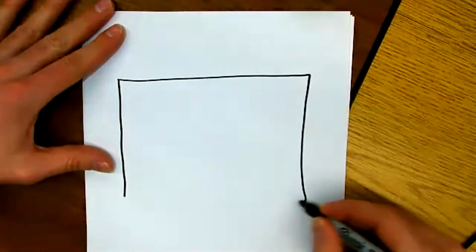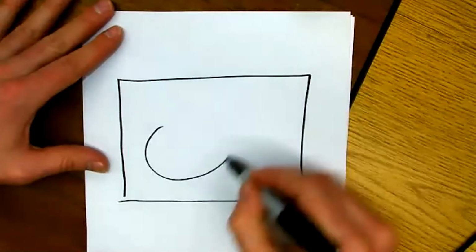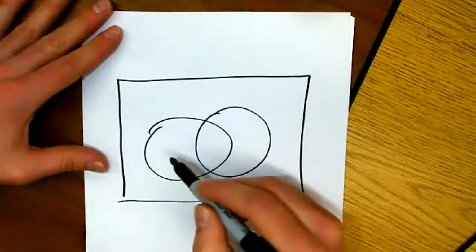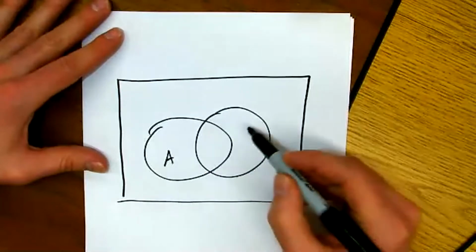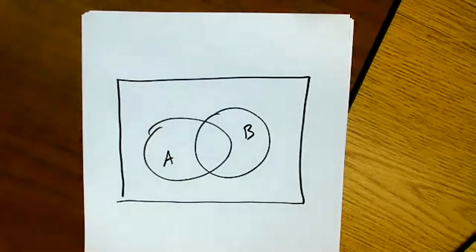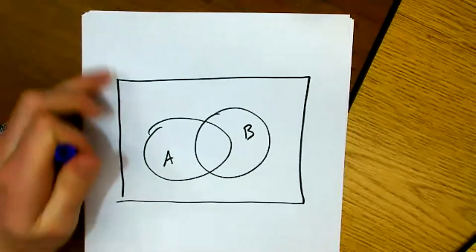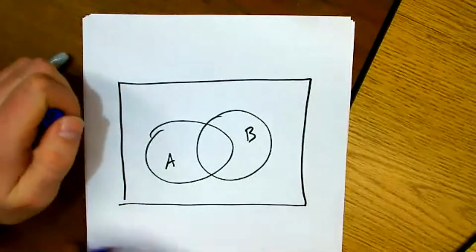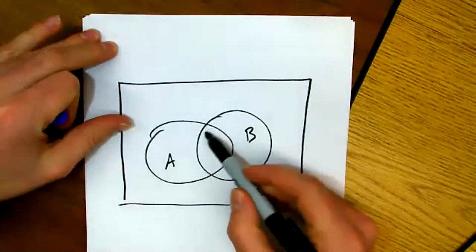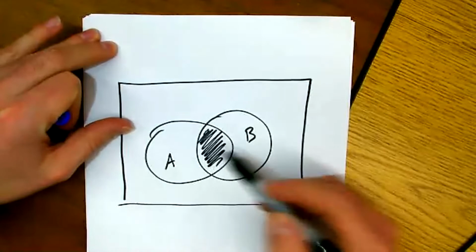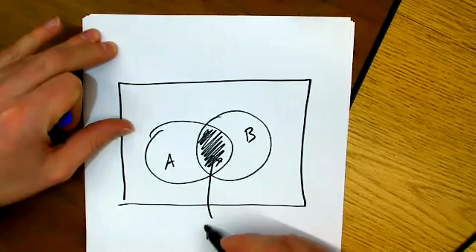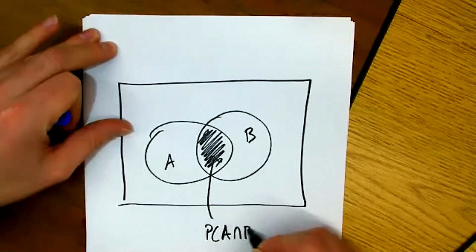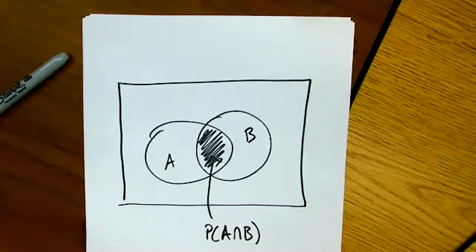I've got this entire experimental outcome space, and I've got circle A and circle B here. I'll do my best to show this to you. Probably the easiest one to think about is what's in both of these circles. We said that represents the intersection of those two events.